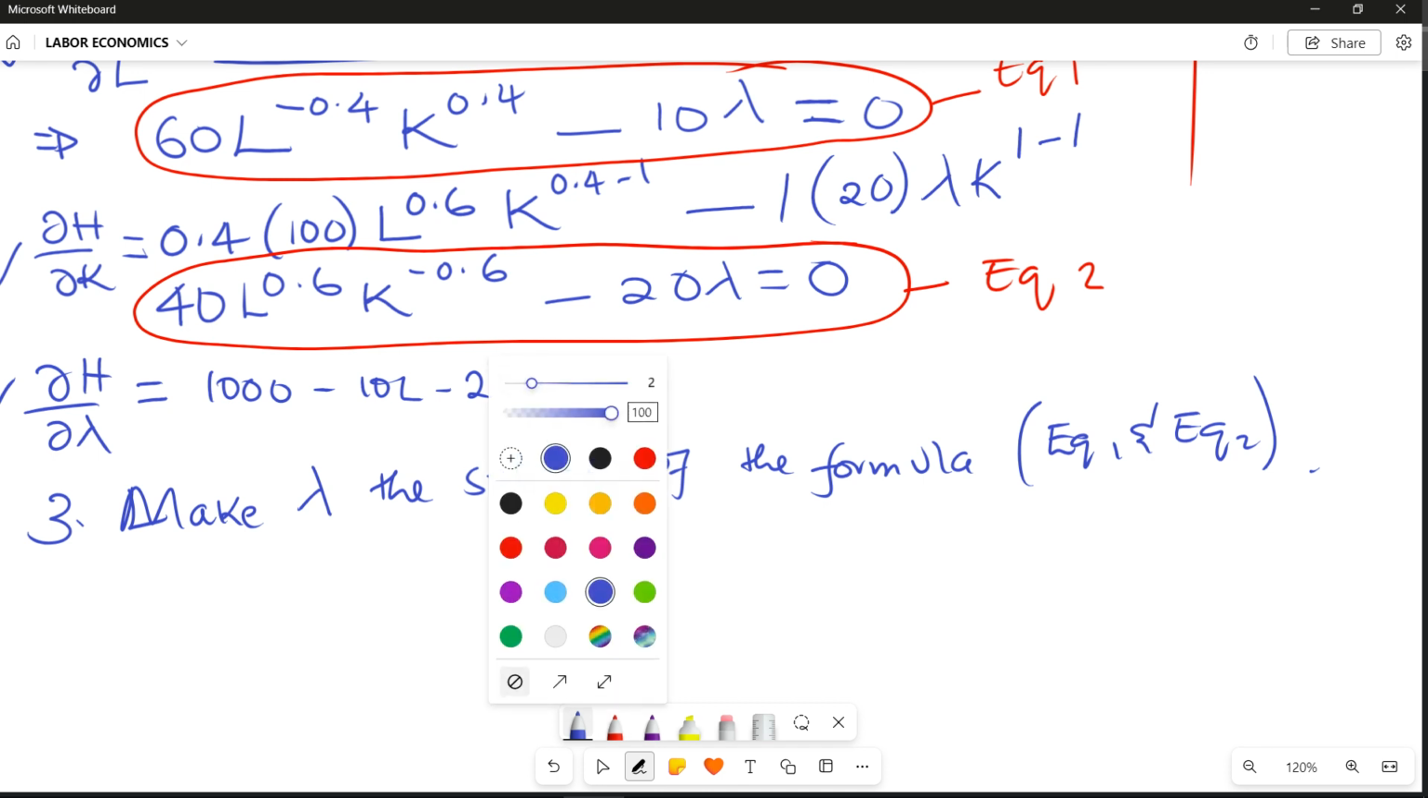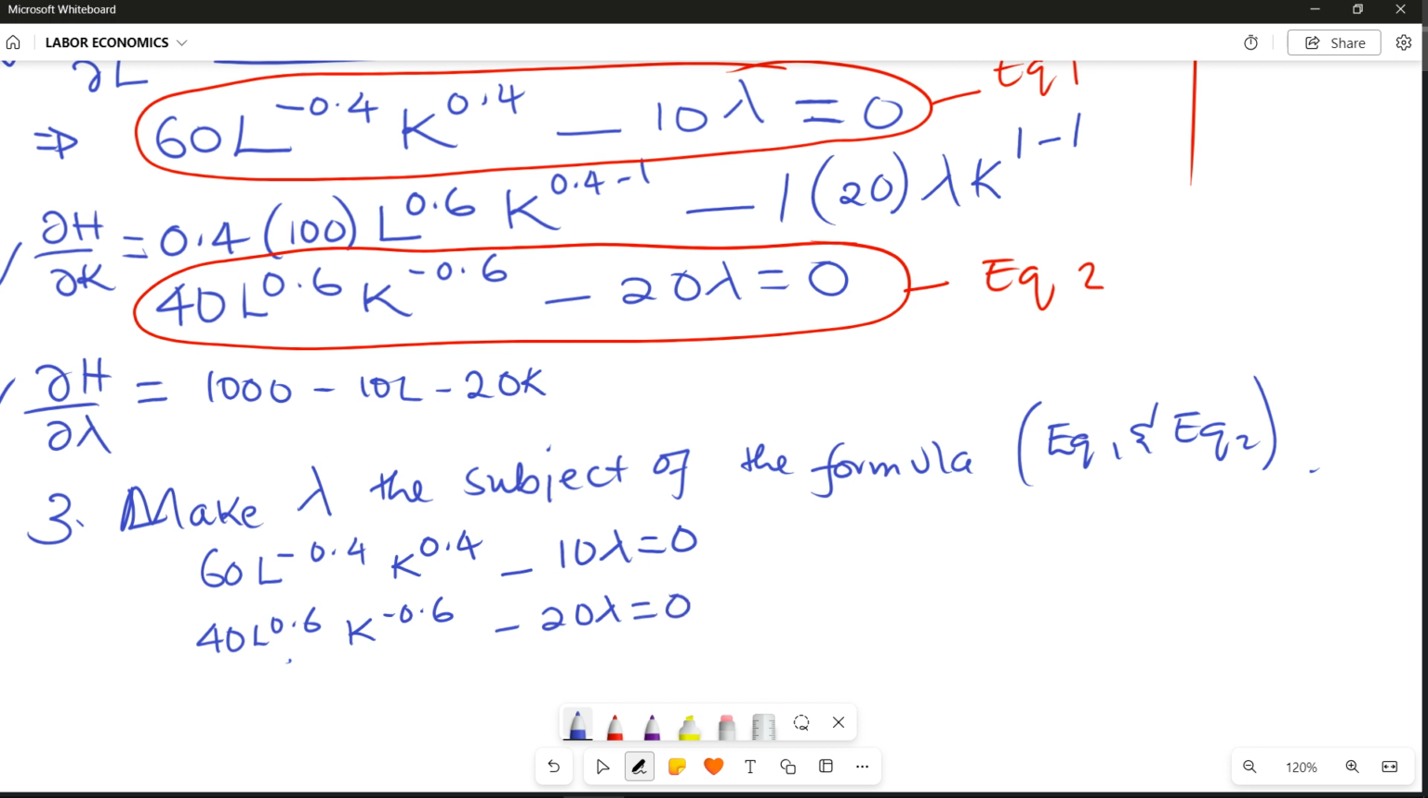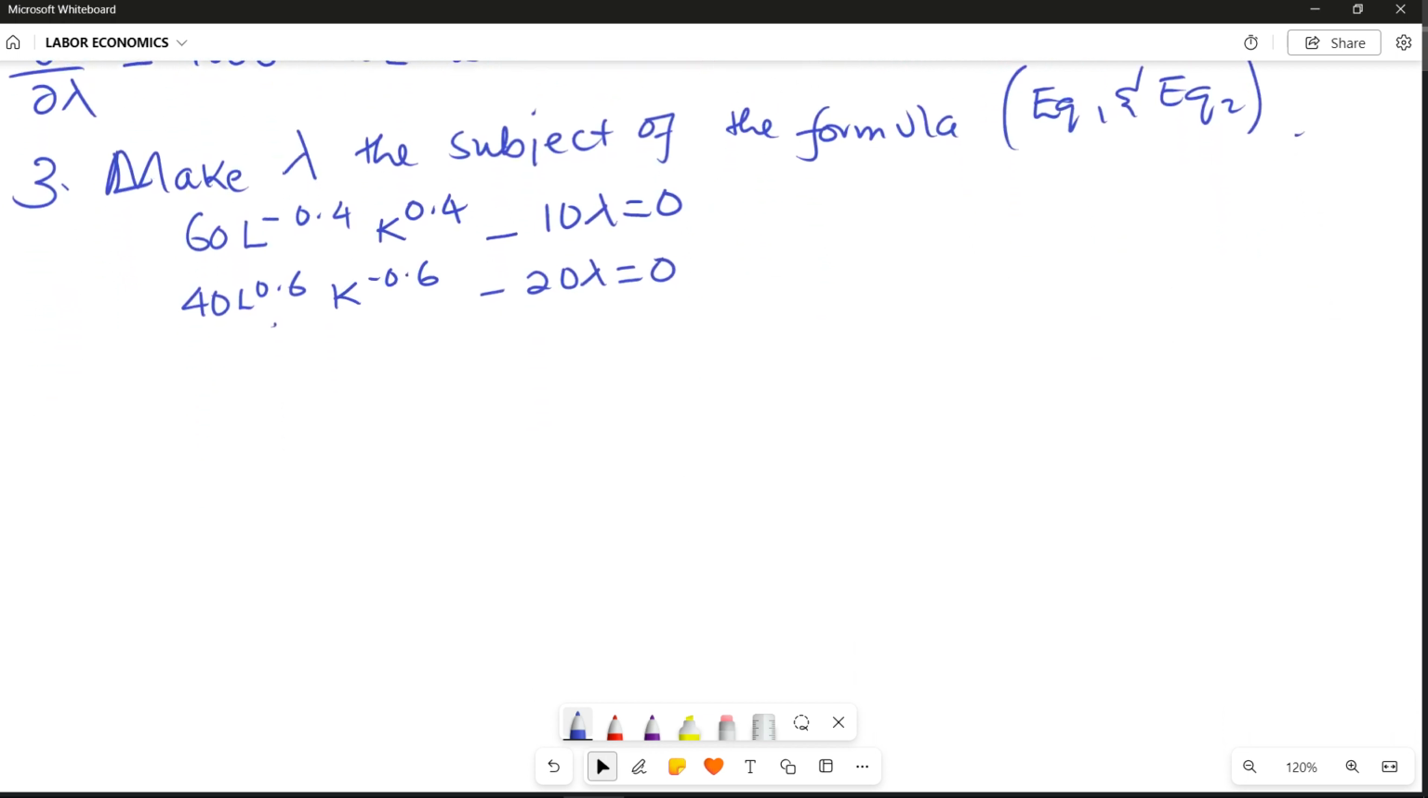Now look, we said that in equation number 1 we have 60L to the power minus 0.4, capital to the power 0.4, less 10 lambda, is equal to 0. In equation 2 we have 40L to the power 0.6, k to the power minus 0.6, minus 20 lambda, is equal to 0. So we are saying that from these two equations, can we make lambda the subject of the formula?